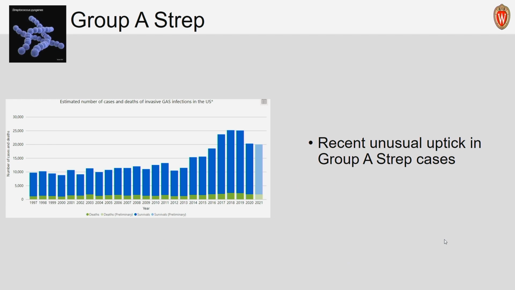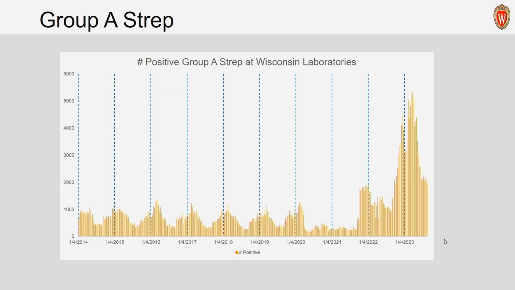Group A strep is another one I wanted to talk about. This is some national data here showing a general increasing trend in invasive group A strep infections, and we've had a pretty large uptick just this past year. This is Wisconsin laboratories looking at our reporting, and it was pretty predictable prior to the pandemic, right? We had generally the same time of year, generally similar volume in positives reported. There was a significant cutoff during the 2021 season around the time the pandemic was really hitting hard, and then it came back about twofold in 2022.